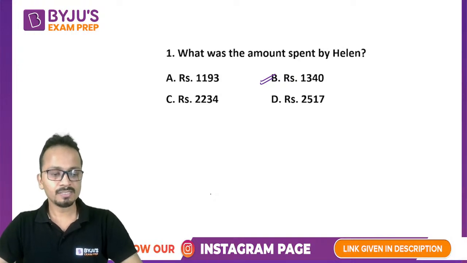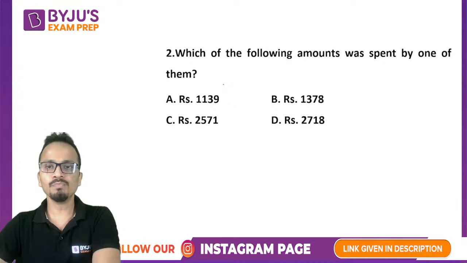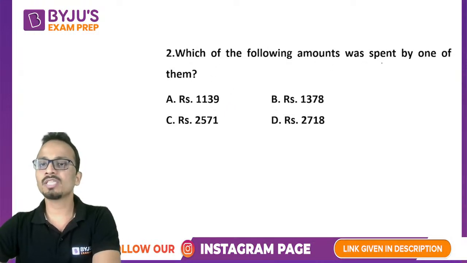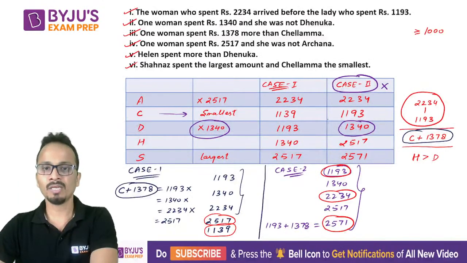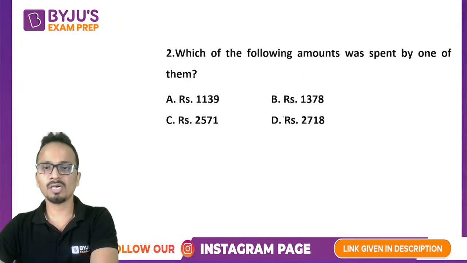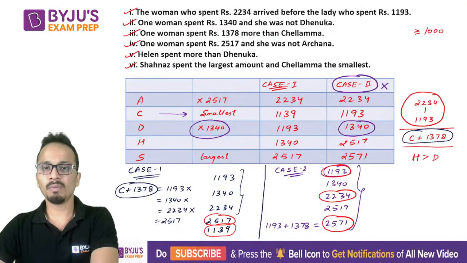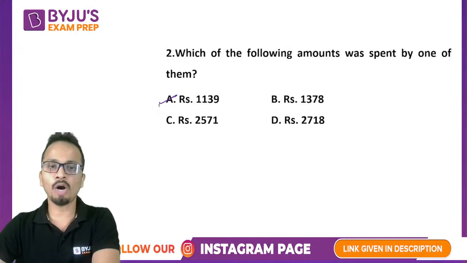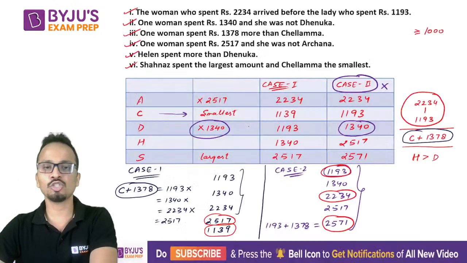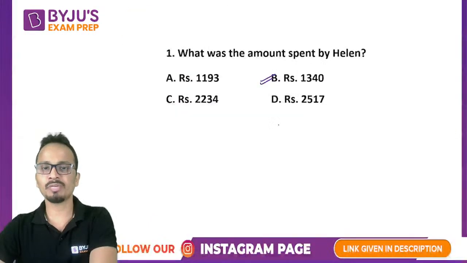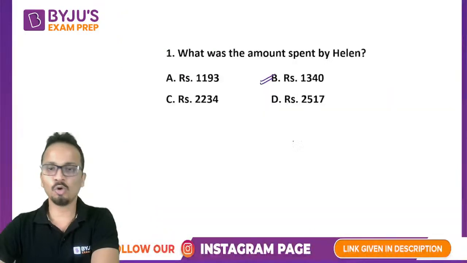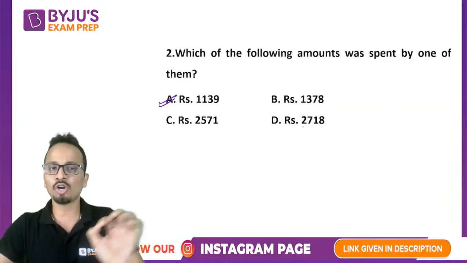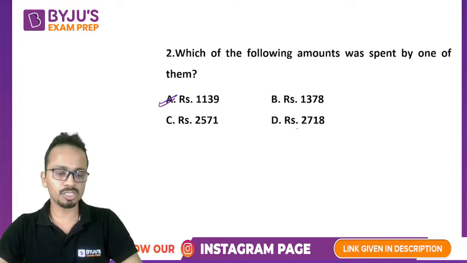Now moving ahead. Next question number 2, which of the following amounts was spent by one of them? So 1139, 1378, 2571, 2718. So 2234 is not present. 1139 option A is present. 1378, 2571, no, these are not present. And 2718 is also not present. Okay, so I can say that the correct answer for question number 2 will be option A.